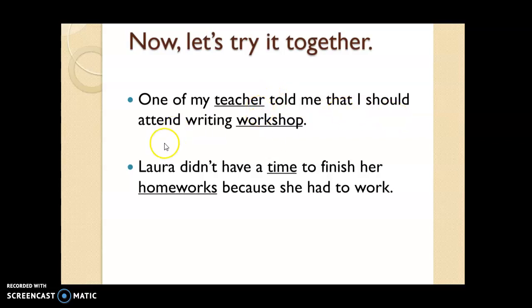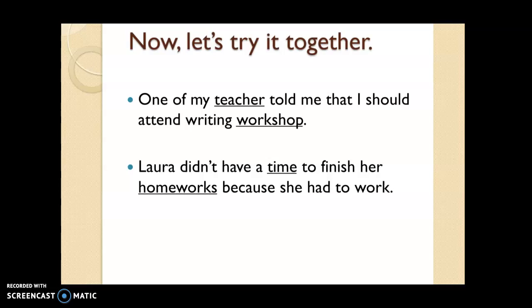Okay? Told me that I should attend writing workshop. What kind of noun is workshop? Is it count or non-count? Hopefully you said it's count because it's like class, classes, workshop, workshops. Does it have an article? Since it is a singular count noun, it needs an article, or we need to make it plural. So which one would you say? I should attend writing workshops. I should attend a writing workshop, or I should attend the writing workshop.